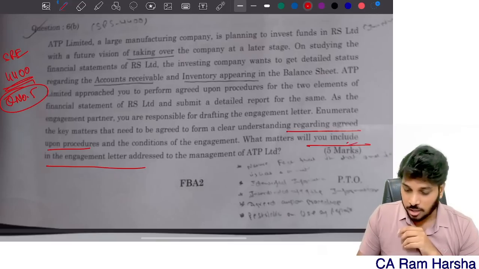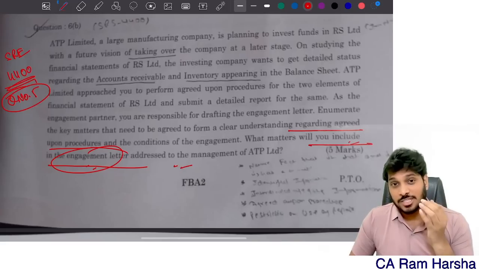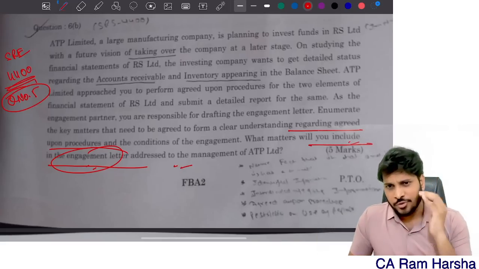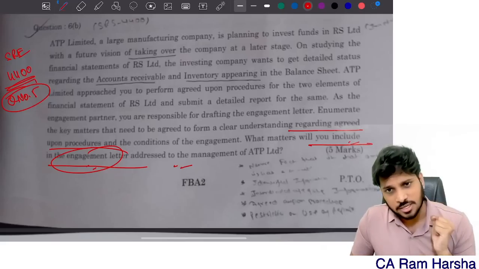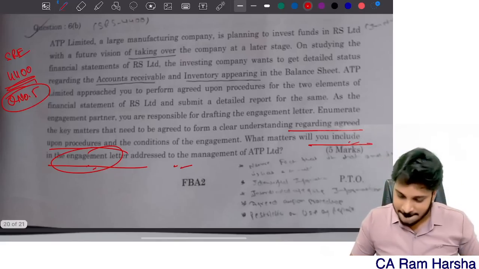Then 6B, this is regarding agreed upon procedures. 4400. What will you include in the engagement letter? This is the question. What are the points that you will include in the engagement letter while you are providing an agreed upon procedure? If you recollect in our regular class, especially our students, we discussed directly the engagement letter of agreed upon procedure once. That's it.